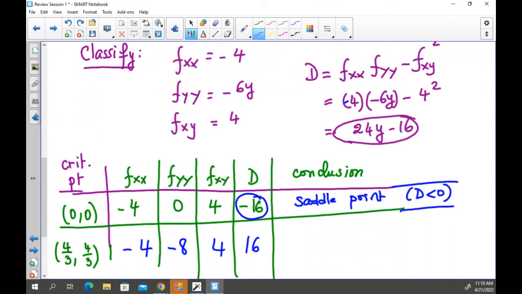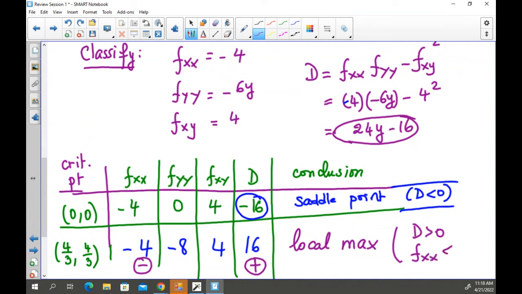Which is 24. So D is plus, and fxx is minus. That means we have a local maximum at the point, because D is a positive number and fxx is negative, so that means we have a local maximum.